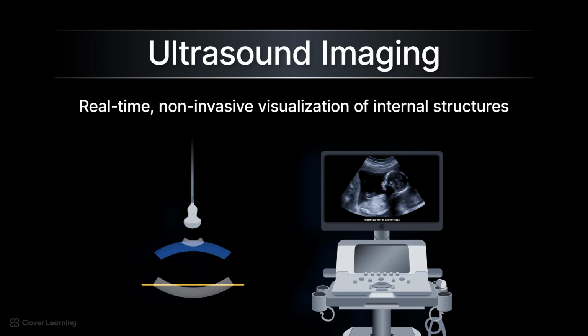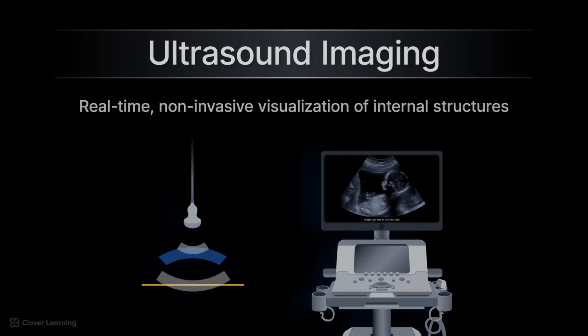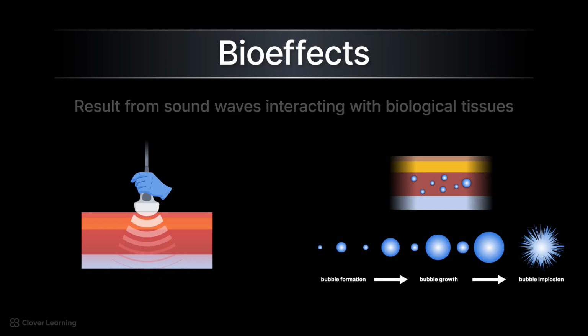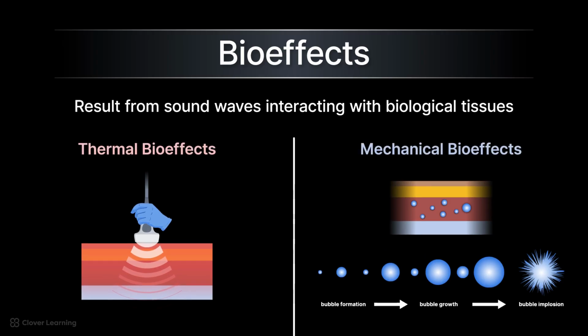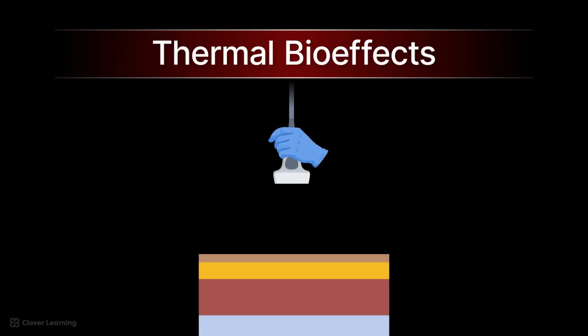However, like any medical imaging modality, it carries some risks, particularly concerning bioeffects. Bioeffects in ultrasound result from sound waves interacting with biological tissues, primarily through thermal and mechanical mechanisms. Understanding these effects is essential for optimizing image quality while ensuring patient safety. First, let's discuss thermal bioeffects.